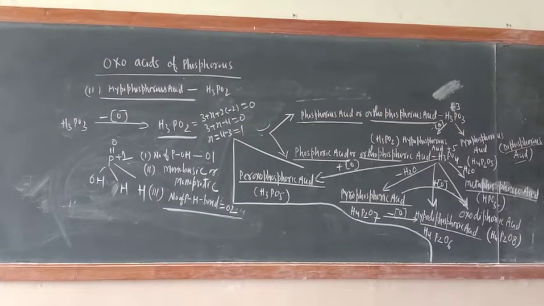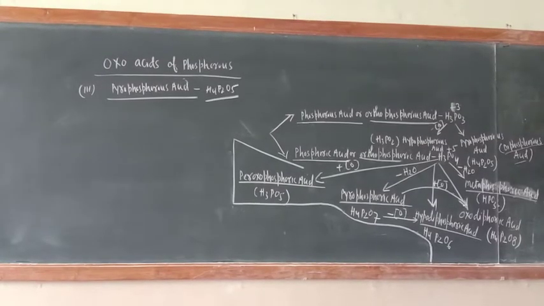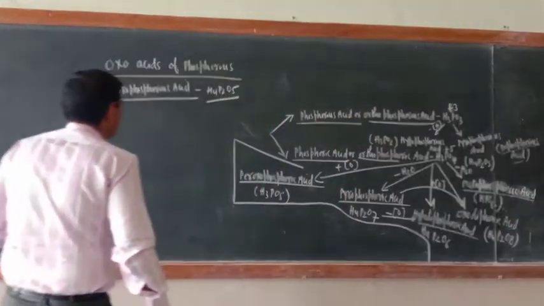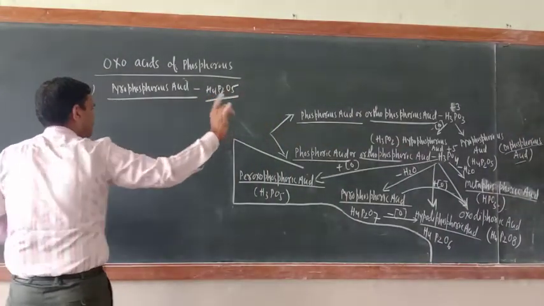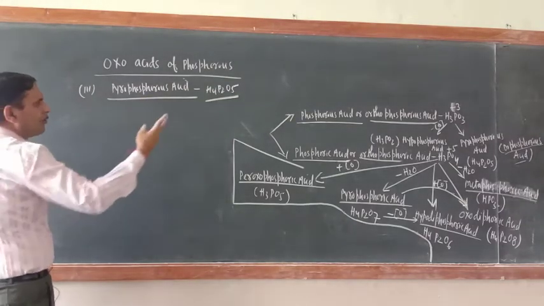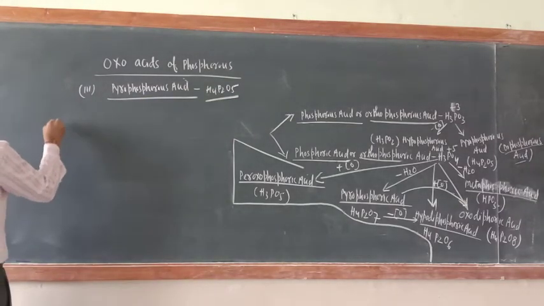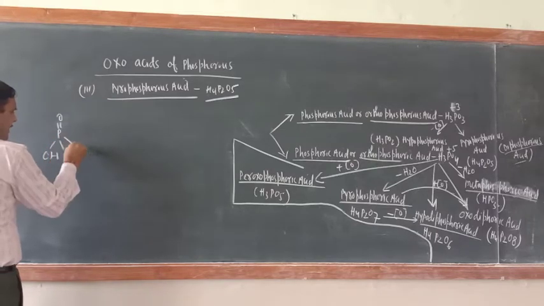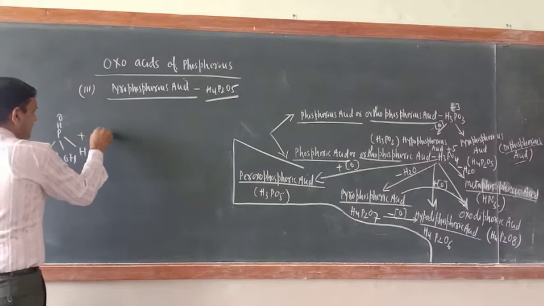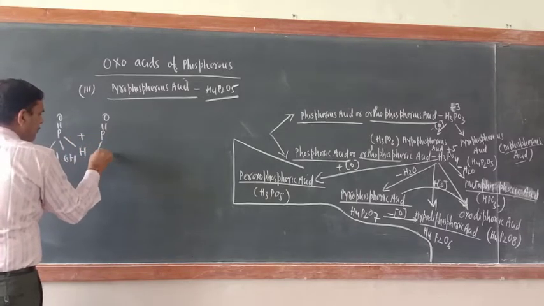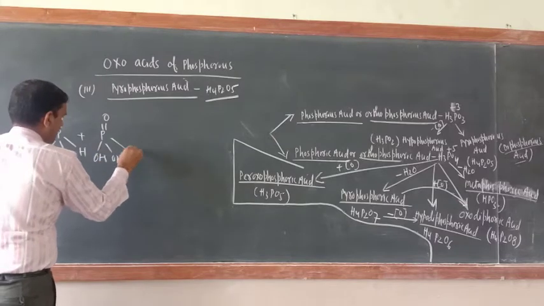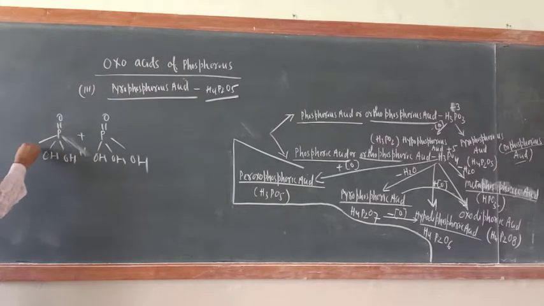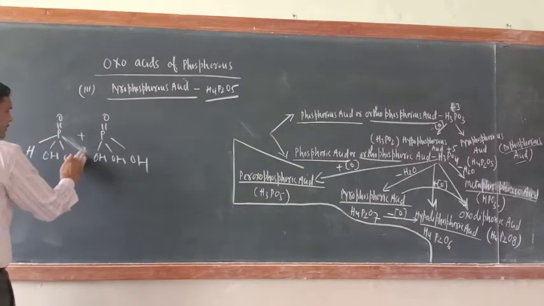So dear cadet, the next one is pyrophosphorus acid. Just see. The formula is H4P2O5. You do one thing. Take 2 molecules of phosphorus acid. So P double bond O, OH, OH and H. Plus another one, P double bond O, OH, OH and H. You can write this one this side. No problem at all.